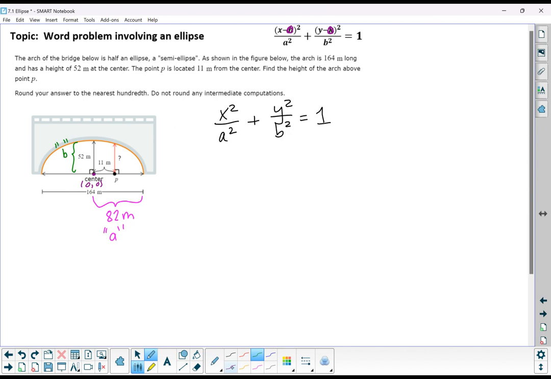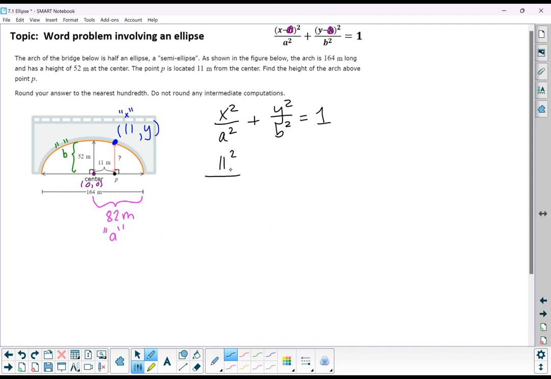Okay, so now we're going to think about this point right here on the edge of the ellipse. It's an x value and a y value. We know that its x value relative to the origin is 11, and the y value is what we're trying to find, the height. So we are going to use that 11 as our x value, and we're going to solve for y. So we're going to sub into our equation an 11 for x.